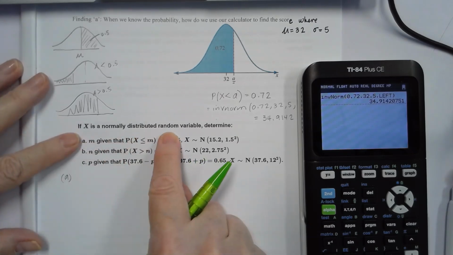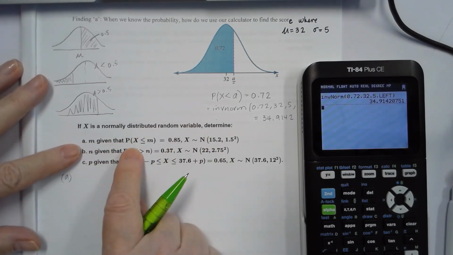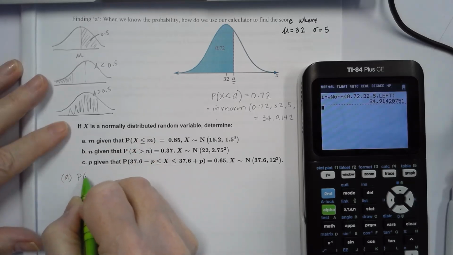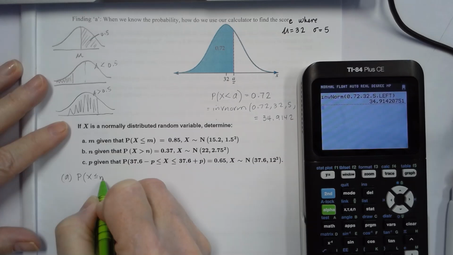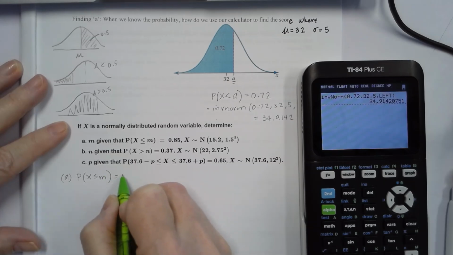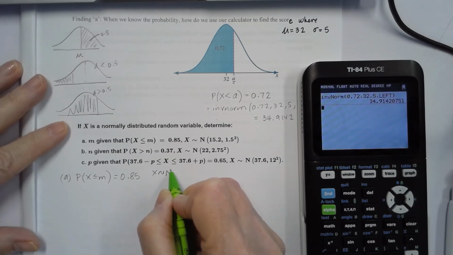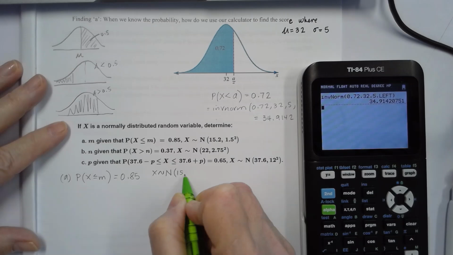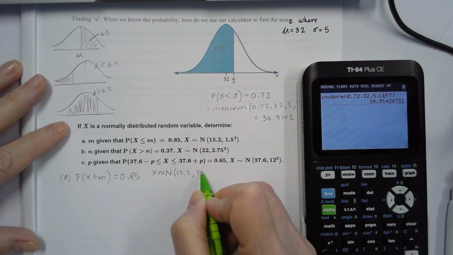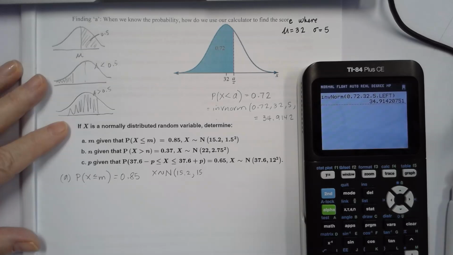X is a normally distributed random variable. I want to determine M, given that the probability that X is less than or equal to M is 0.85, where X is normally distributed with a mean of 15.2 and a variance of 1.5 squared.